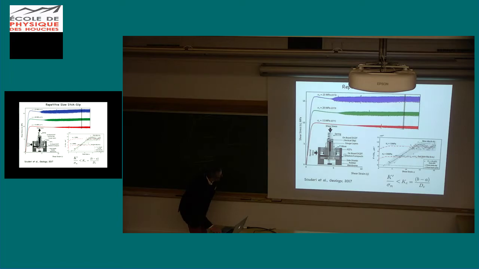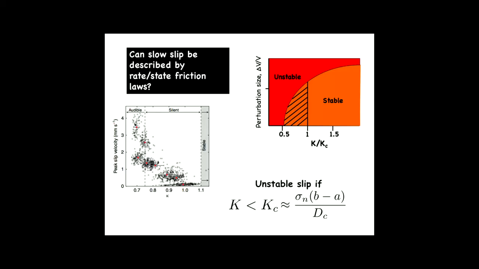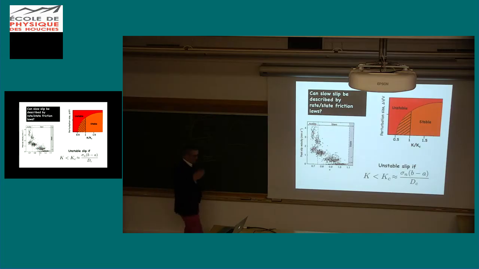Okay, so now let's say, what do we think we know? Well, in the lab, we know rate and state friction describes a bunch of other things about our experiments. And now I'm showing you that our experiments are well described by some aspect of this theory of the instability, right? The simple theory says that when k is less than k sub c, this rate of weakening, it'll be potentially unstable. And that's consistent with our data.